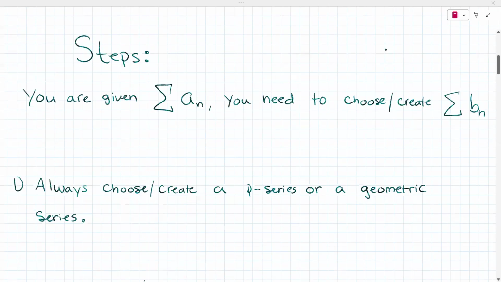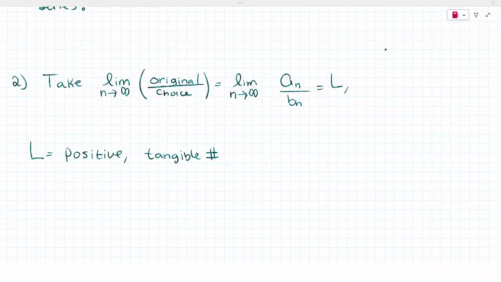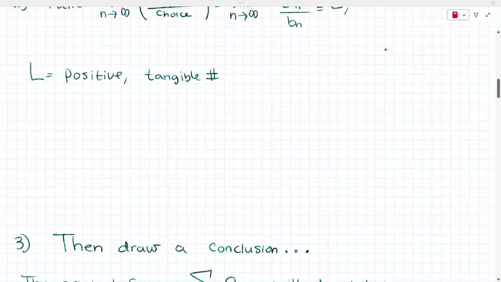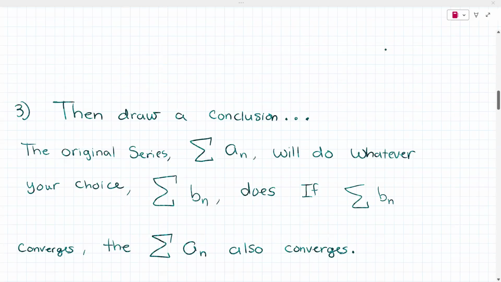So here are some steps when we are doing limit comparison tests. You're given a summation of a_n. You need to choose or create the summation of b_n. Always choose or create a p-series or a geometric series. Step 2: take the limit as n approaches infinity of original over choice, which equals the limit as n approaches infinity of a_n over b_n. If the limit is a positive, tangible number, so the limit has to be positive and a tangible number, then step 3, draw a conclusion.